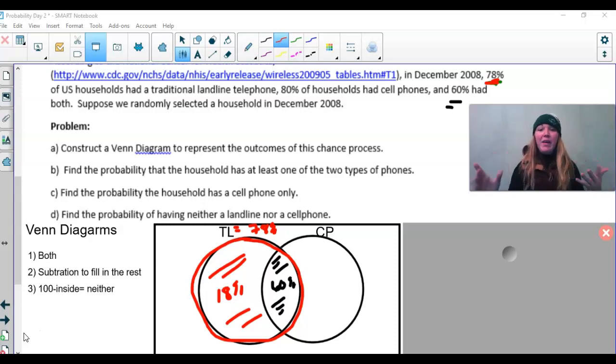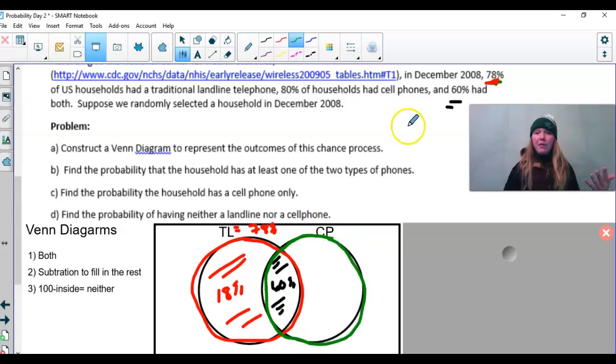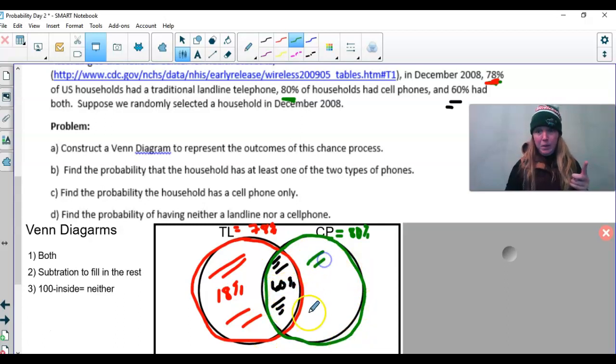Let's get going here. Now, we have the cell phone group, that's this circle right here. If I'm repeating myself at all, I apologize. Okay, we have the cell phone group. We know that 80% of people have cell phones. So this whole circle has to represent 80%. Again, we're using step 2, subtraction, to fill in the rest. This whole circle represents 80%, but 60% are already in here. So we have this group right here. These are people that only own a cell phone. 80 minus 60 gives us 20%.